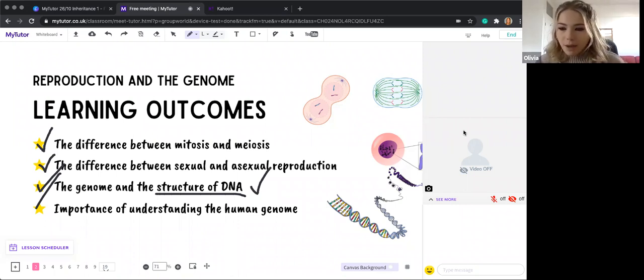You don't really understand the process of meiosis and why it's needed. Meiosis is needed to create our gametes, which are half our DNA, and they're needed for sexual reproduction, fertilization.